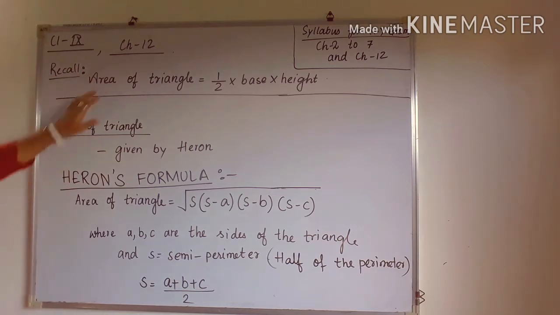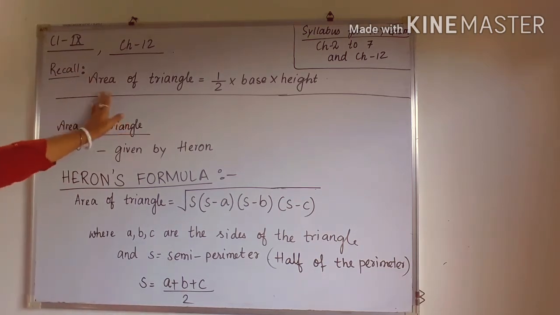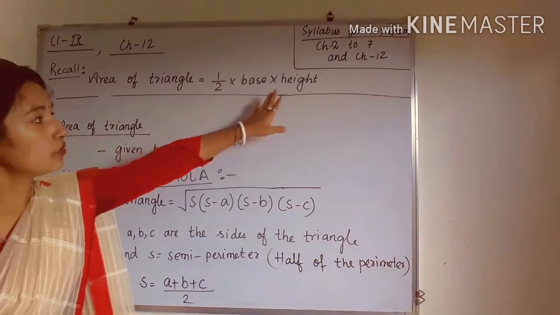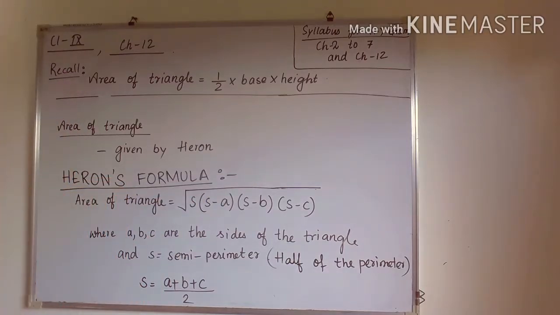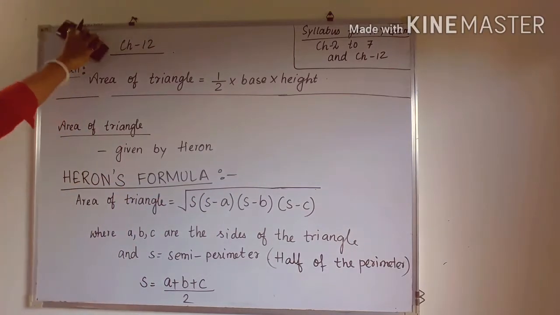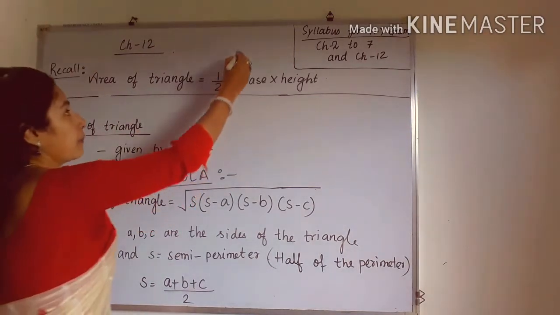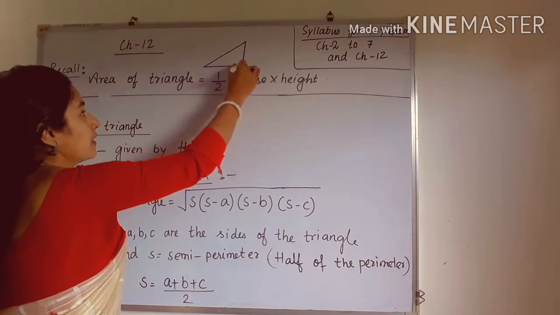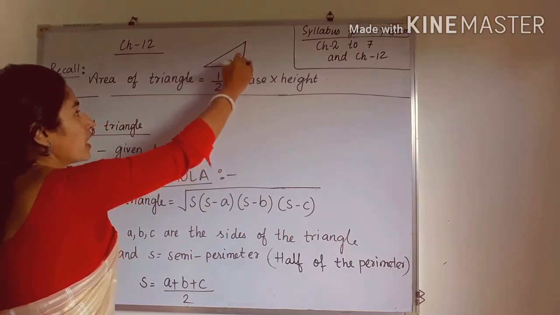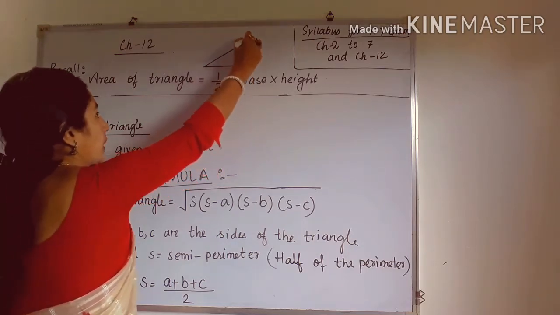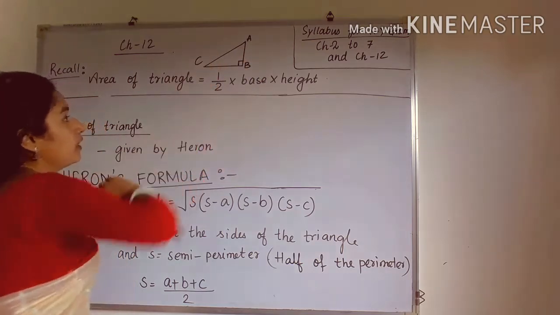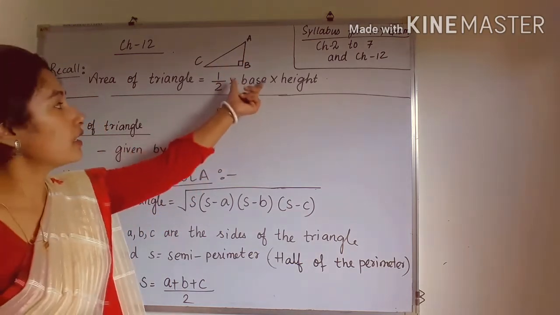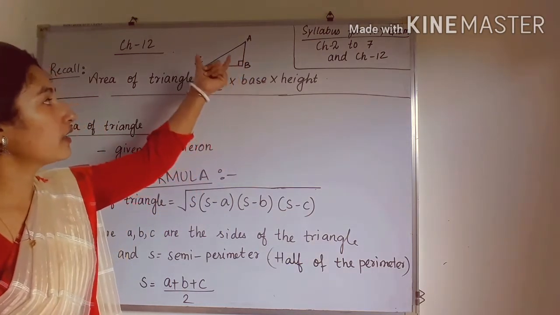So area of triangle, already we know that area of triangle is equal to half into base into height. Okay. So see, this particular formula we can apply if the triangle is a right angle triangle. That means one angle should be a 90-degree angle. Okay. ABC is a triangle. What will be the base? Base is the side in which the triangle stands.